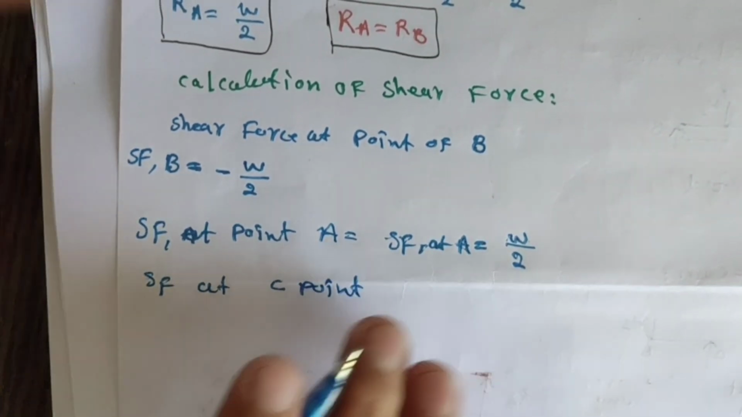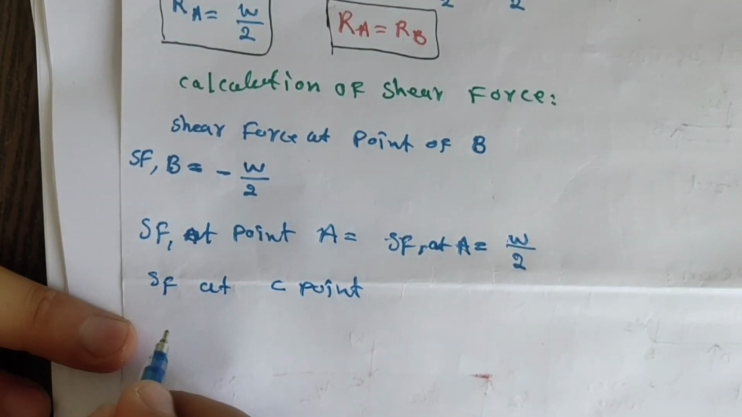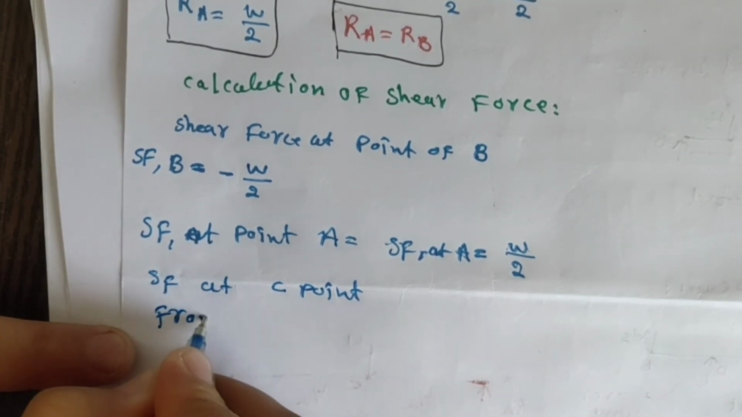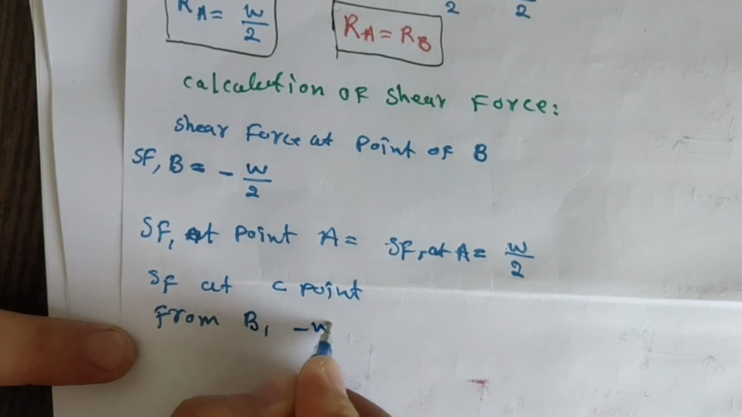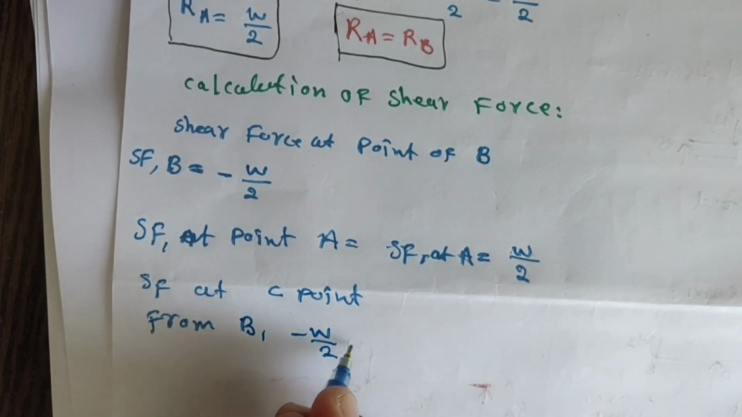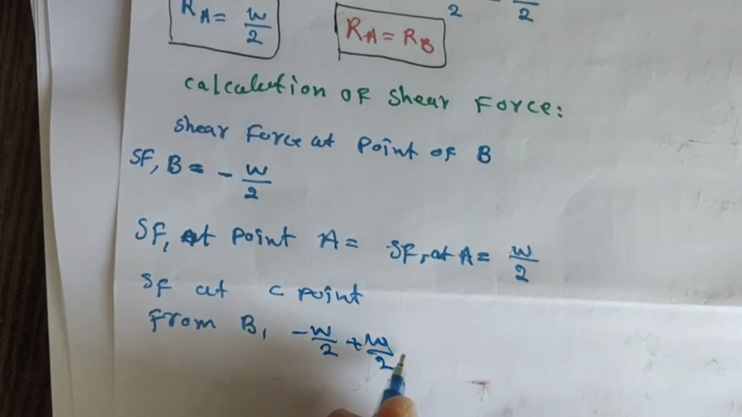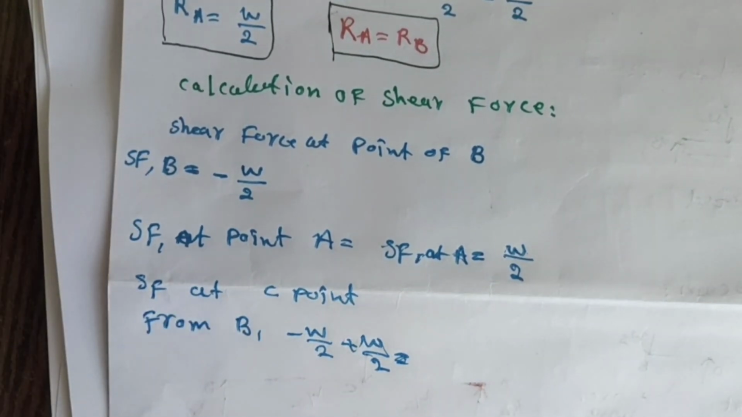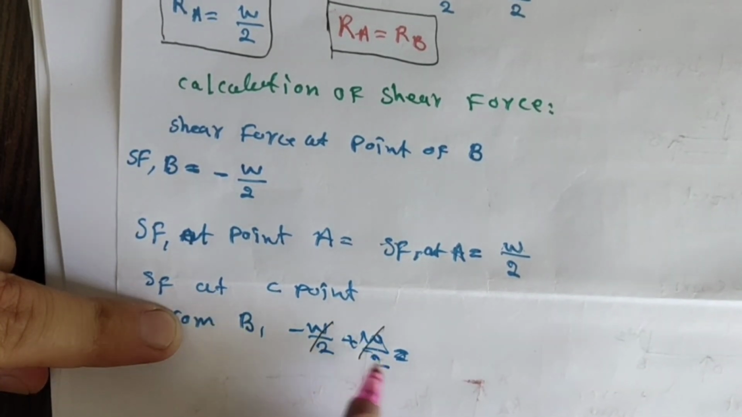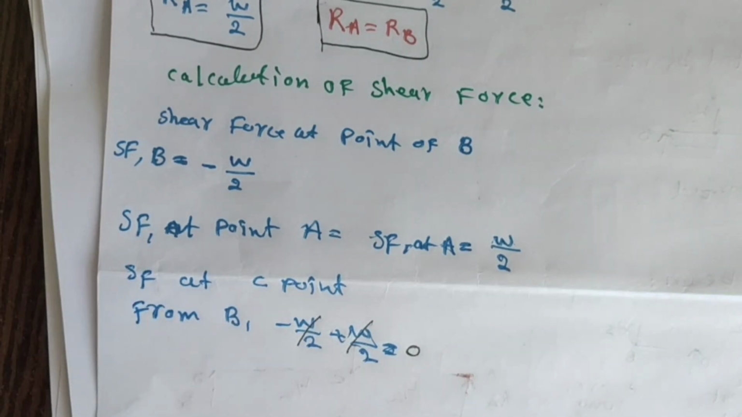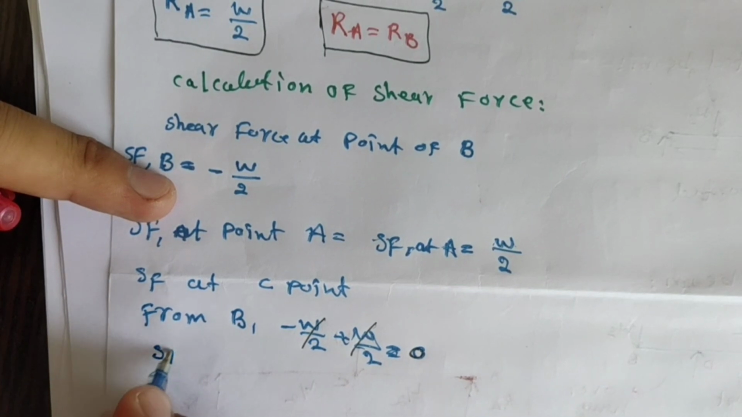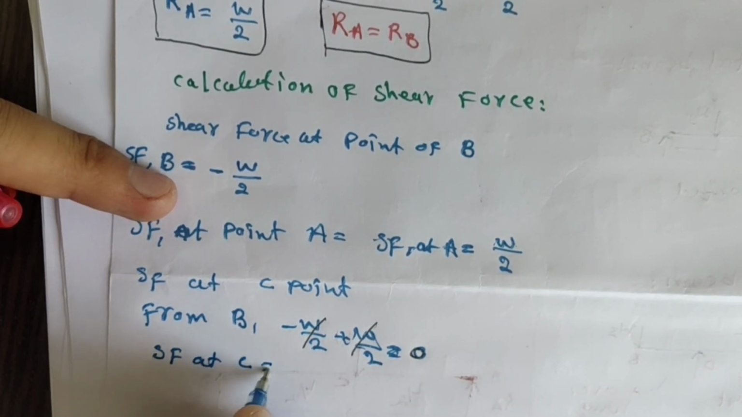Look at, dear friends, we will calculate from B: minus W by 2, and also we have positive W by 2 at the point of A. This minus W by 2 will cancel, so this is equal to 0. That's why SF at the point of C is equal to 0.